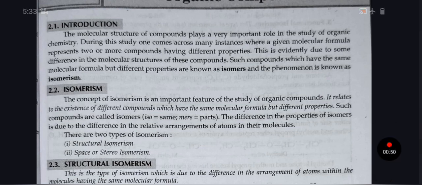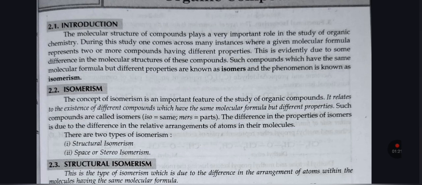Isomerism. The concept of isomerism is an important feature of the study of organic compounds. It relates to the existence of different compounds which have the same molecular formula but different properties. Such compounds are called isomers. Iso means same, mers means parts. The difference in the properties of isomers is due to the difference in the relative arrangement of atoms in their molecules. There are two types of isomers.